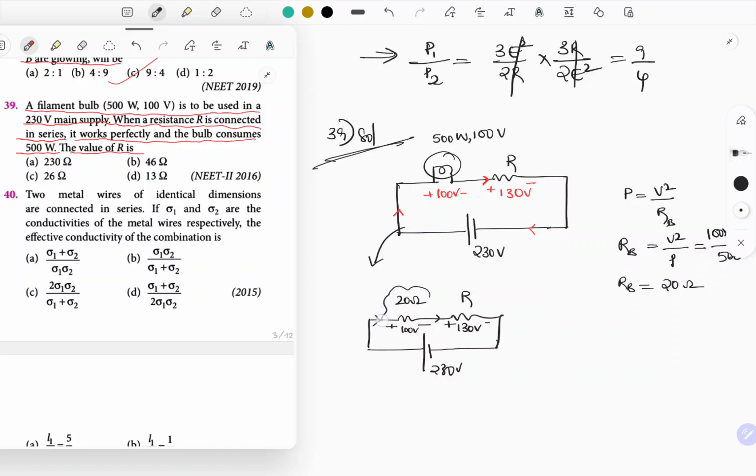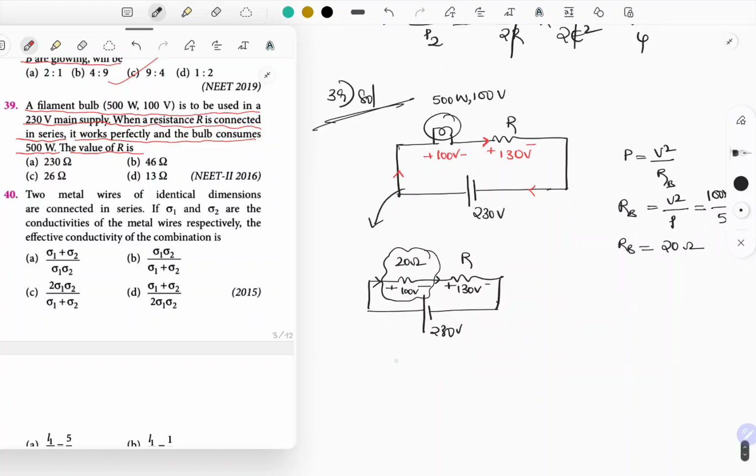So I know voltage across this bulb and its resistance. We can find out current by using I is equal to V by R. Value of V is 100, R is 20. So 5 amperes of current will flow through this resistor. Same current will flow through this unknown resistance also, right? So current flowing through the circuit is 5 ampere.